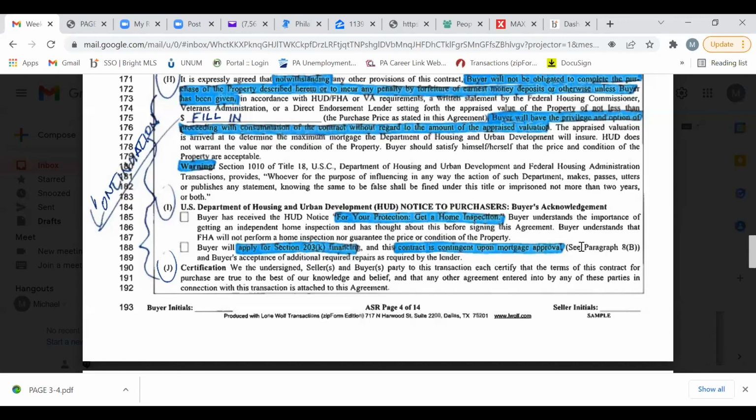Then lastly, J, certification, buyer and seller. This is for both the buyer and seller. So when they initial and sign the contract, they are certifying that the buyer and seller don't have any other agreements or side deals. And if there is a side deal or any other agreement, that it will be attached to this contract.